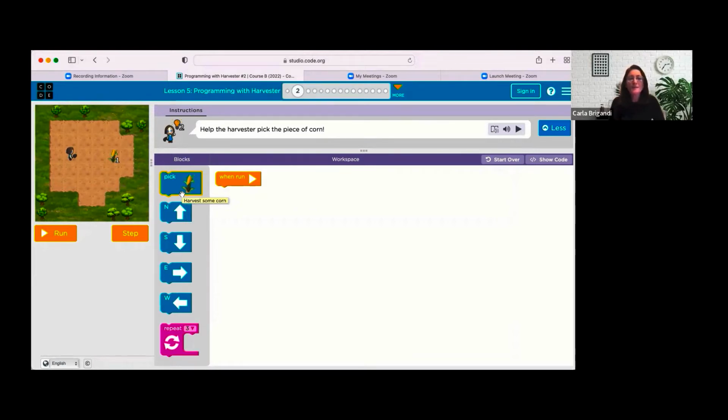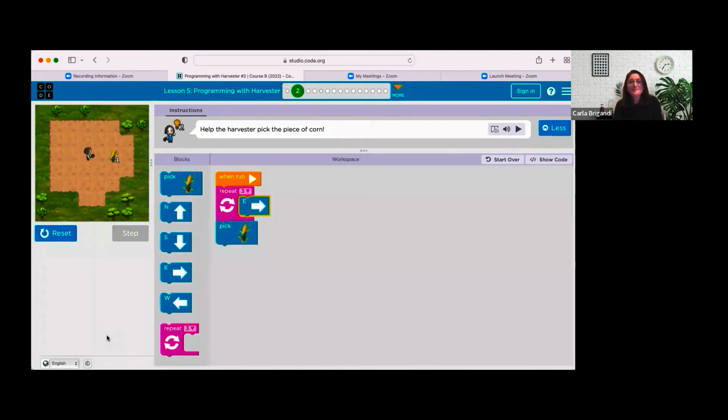I'm going to plan, and I'm going to plan by decomposing the steps instead of how do I get Harvester to the corn. She's going to take 1 step, 2 steps, 3 steps going east. I'm just going to immediately skip to my repeat block because I notice a pattern. 1, 2, 3, that's a loop. I'm going to use my repeat block, and then I'm going to have Harvester pick the corn. Let's hit run. Harvester gets to the corn.